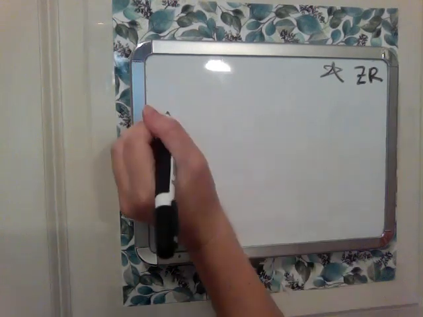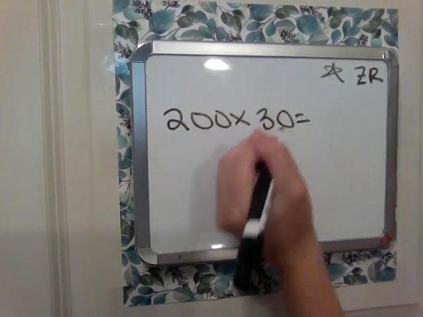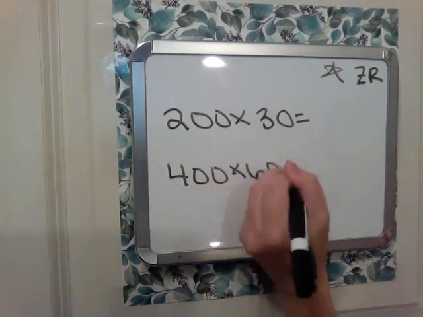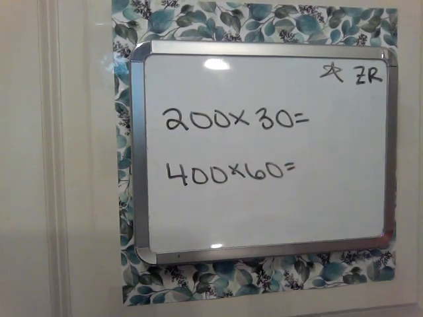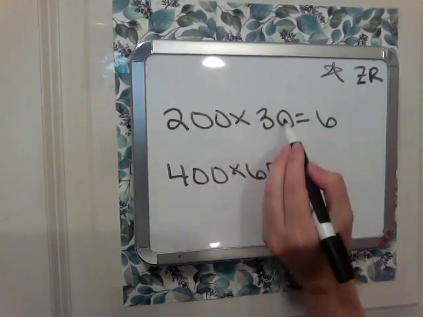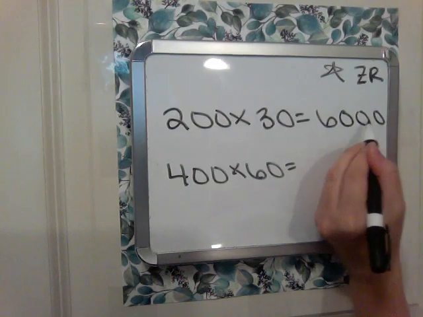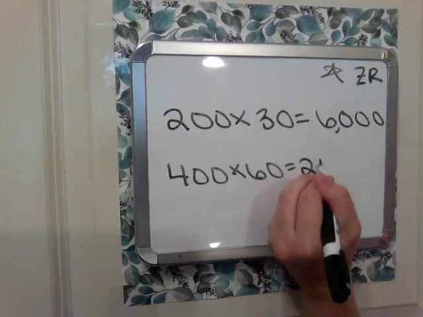So we have 200 times 30, and we have 400 times 60. So the 0 rule is however many zeros there are, you add them to the end. So 2 times 3 is 6. And then there's 1, 2, 3 zeros. So you need 1, 2, 3. Add your comma. Ones, tens, hundreds, comma. 6,000. And then 4 times 6 is 24.